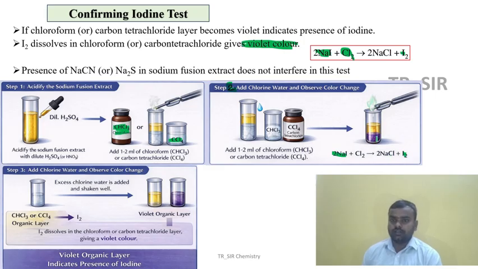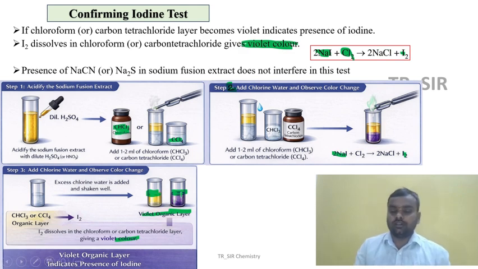See, iodine slightly started forming the violet color. So iodine dissolves into the chloroform or carbon tetrachloride and gives violet color. You can see here a layer is forming with violet color. Right? So a violet organic layer is forming, that confirms that iodine is present in the given compound.